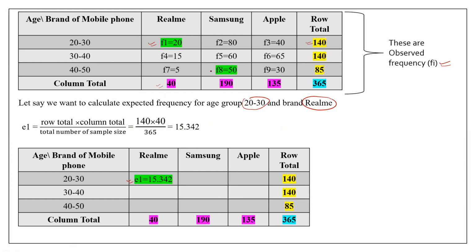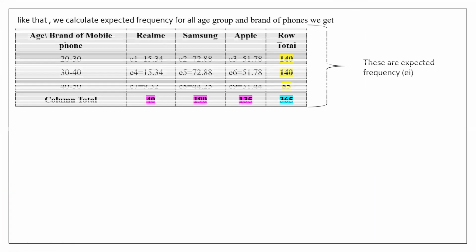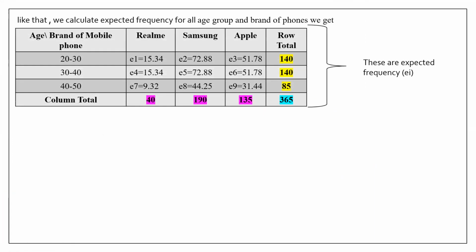Now another example I've taken is this one. We will calculate the expected frequency for the age group 40 to 50 and the brand phone Samsung, so we are talking about F8. For F8, your row total is 85 and the column total is 190, divided by 365. It is coming around 44.247. Like that, we will calculate all expected frequencies. This is the expected frequencies table I have calculated.